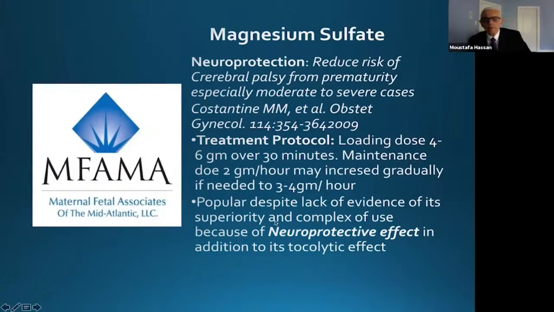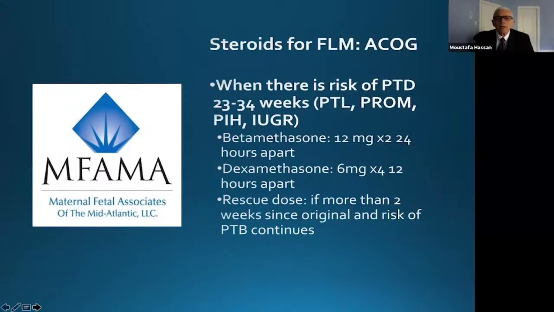Popular despite lack of evidence of its superiority and complex use because of the neuroprotective effect. So mainly a neuroprotective effect, but we are stealing it to use also for preterm labor. That's what all the slides want to tell. Okay, when to use it? Somebody between 23 and 34 weeks when labor is about to happen. And not only for preterm labor, but also for preeclampsia and IUGR. These are the most common.